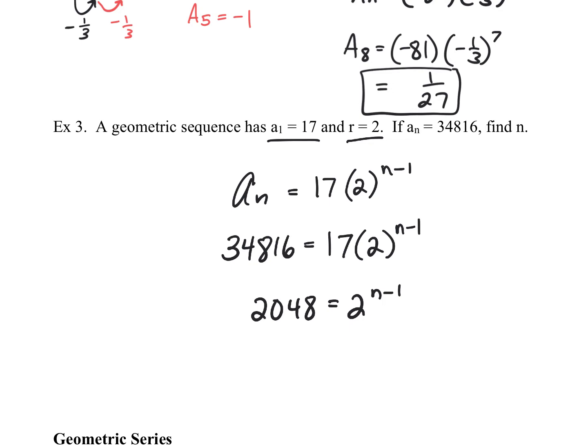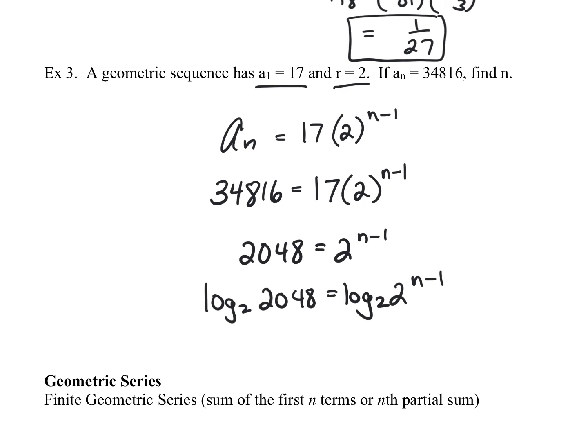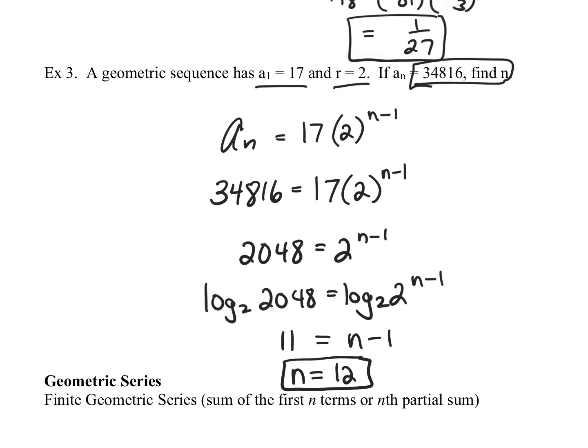I'm going to take the log base 2 of both sides. Remember that logarithms unlock those exponents. So if I were to take the log base 2 of both sides, I would find that 2 to the 11th power is 2048, and that would equal n minus 1. That means that our n value is 12. In other words, that number we started with, 34,816, well, that is the 12th term in our sequence.